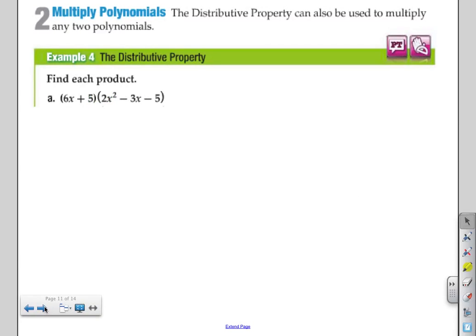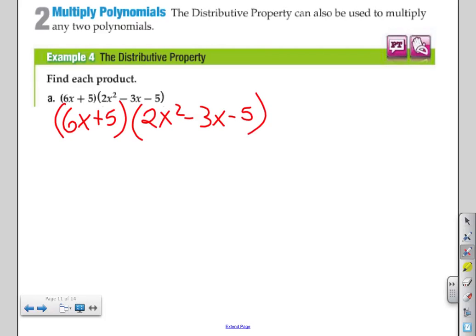All right, distributive property can also be used when we're multiplying two polynomials. So look what we've got here. We're going to rewrite this for ourselves. We have 6x plus 5, so we have a binomial times a polynomial, 2x squared minus 3x minus 5. All right? So we're going to multiply the 6x, the first term, by everything that's here, and then we'll multiply the second term by everything. So let's watch and see how that works out.